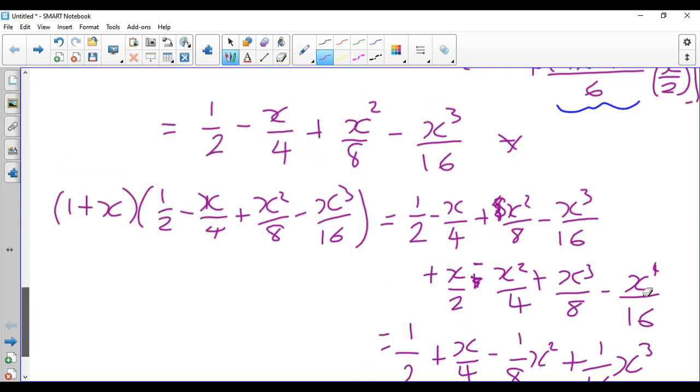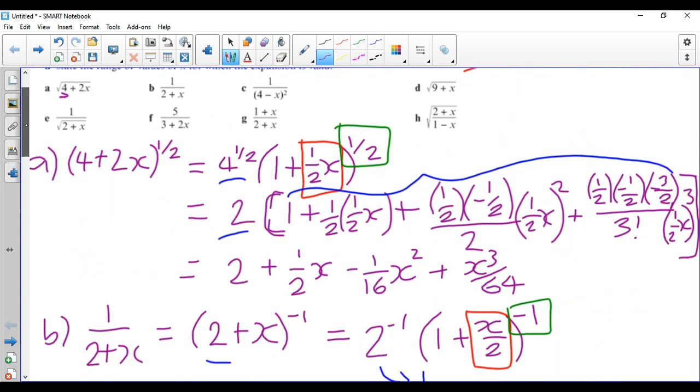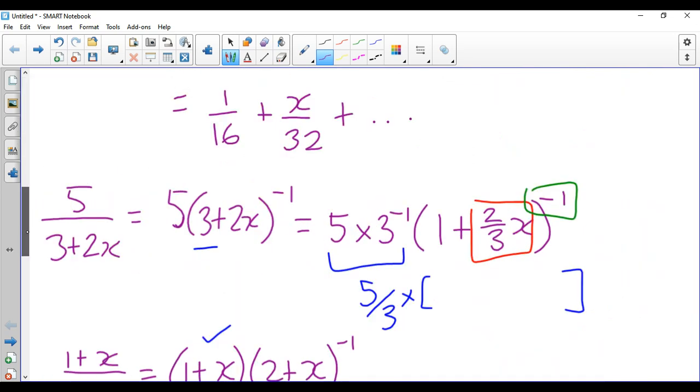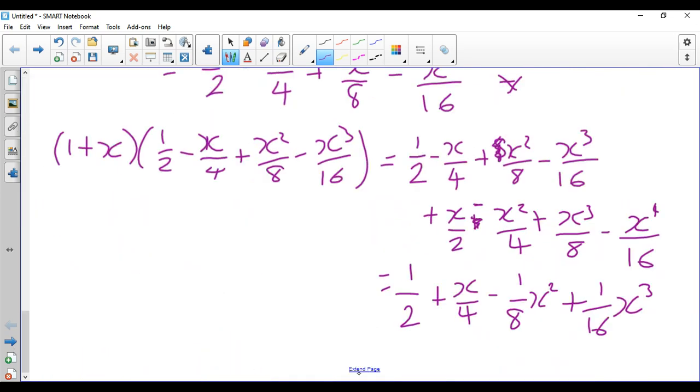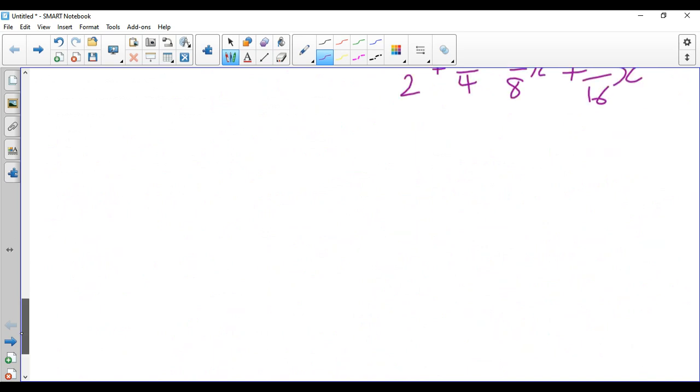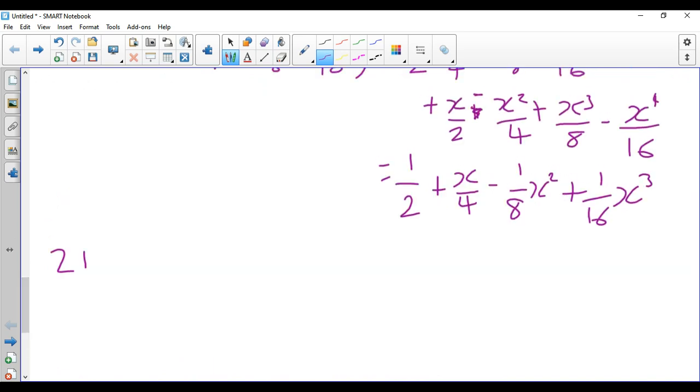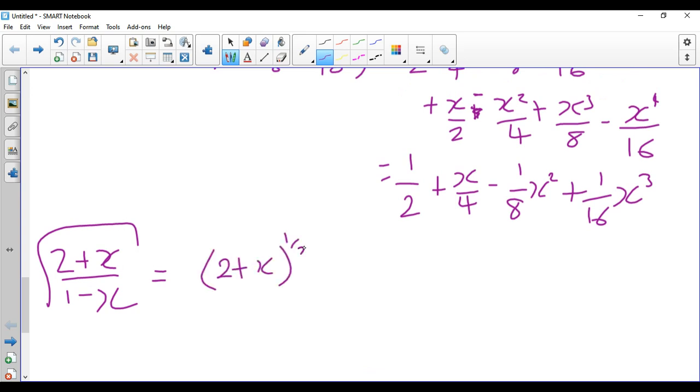Okay, I'll do the start of the next one, but not all the way through. This is going to be the longest video. The question is the square root of 2 plus x over 1 minus x. Right, index form: that's 2 plus x to the half times 1 minus x to the minus a half. If you get the index form right, that's okay.